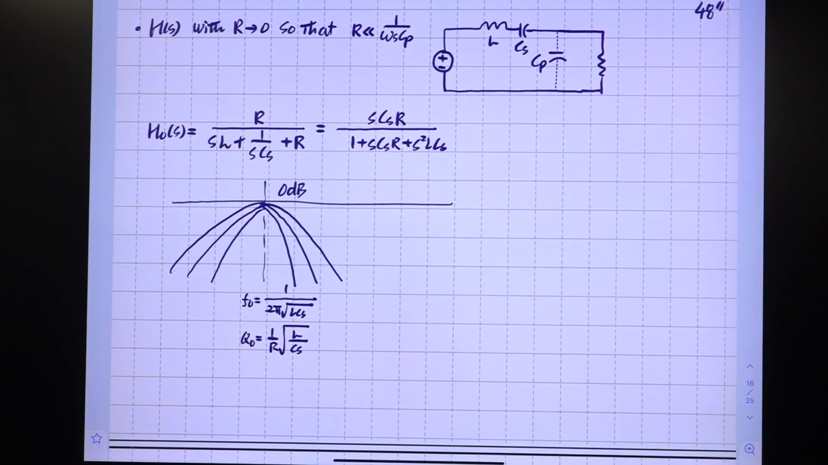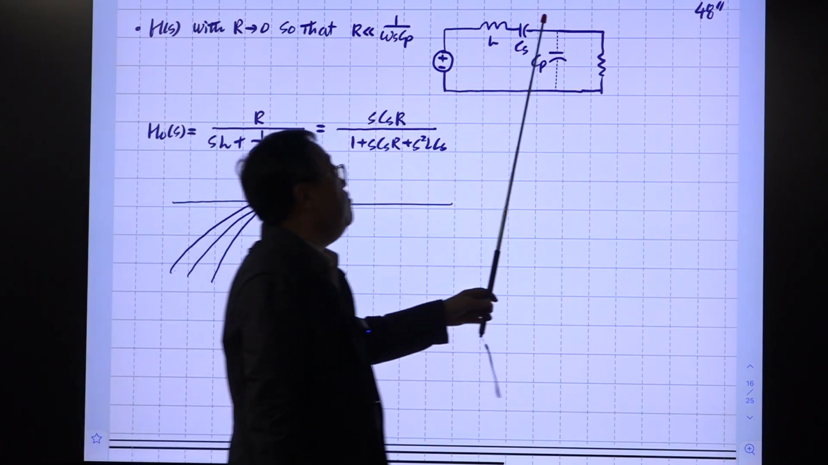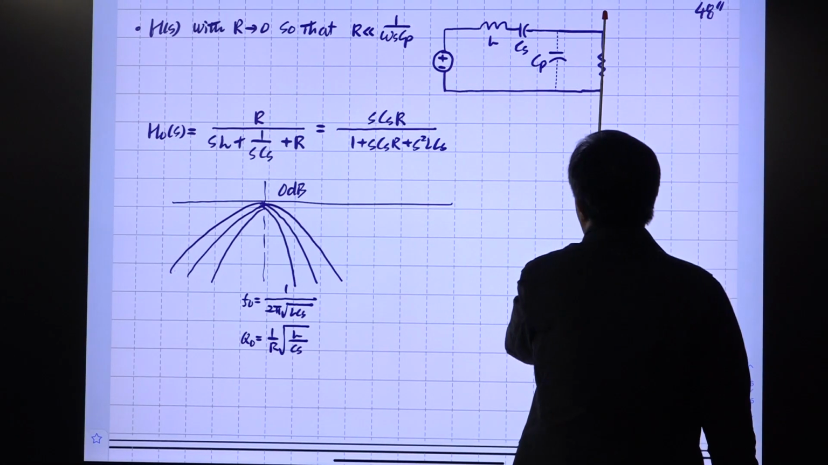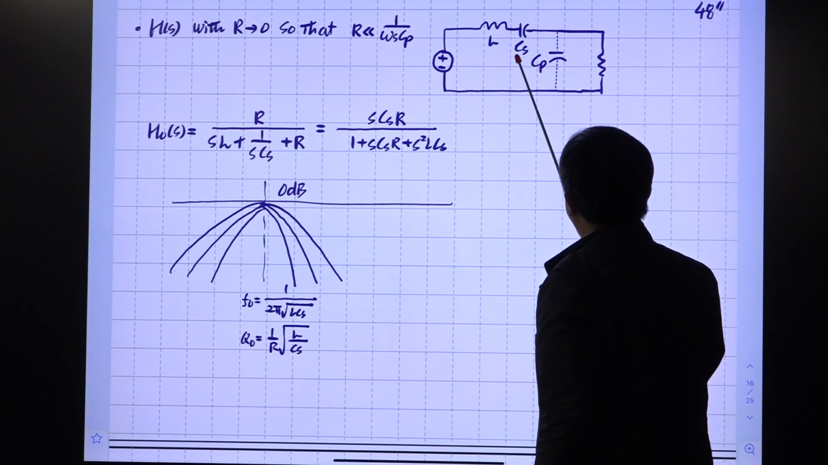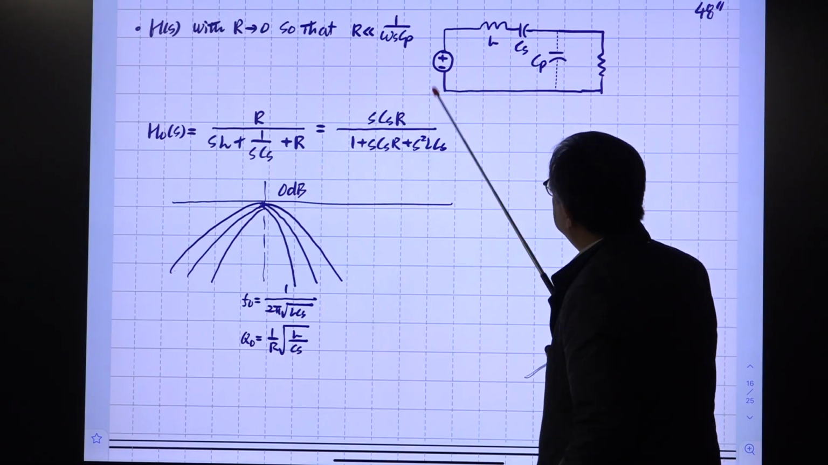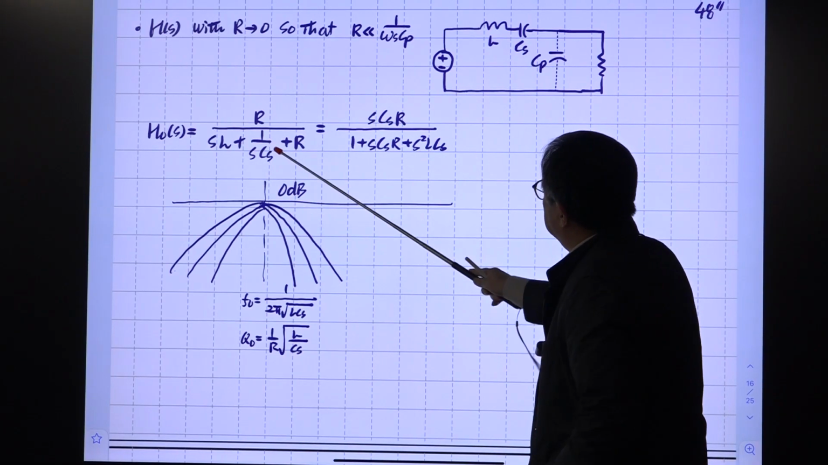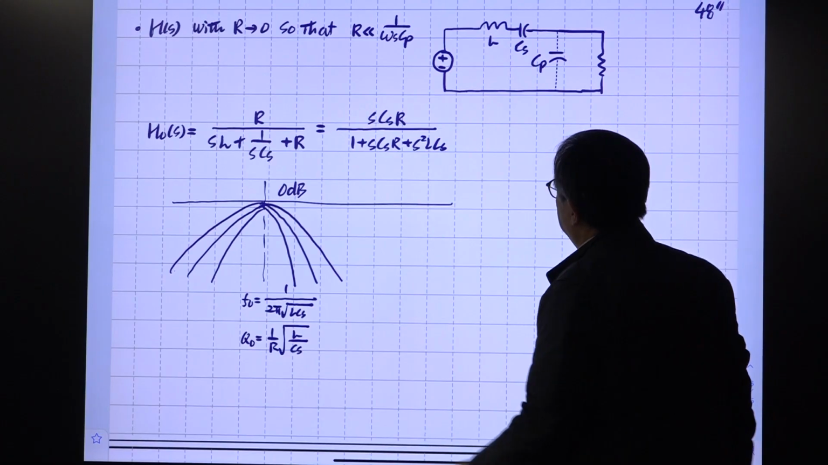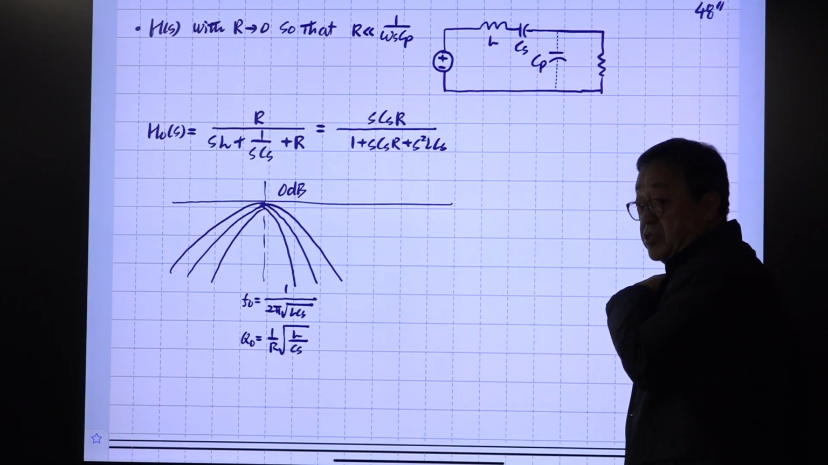If R is very small, then this guy is gone. Then we only have R. Then this is LCSR, all right? This is this one. So this is standard form. This is the standard equation for the bandpass filter.